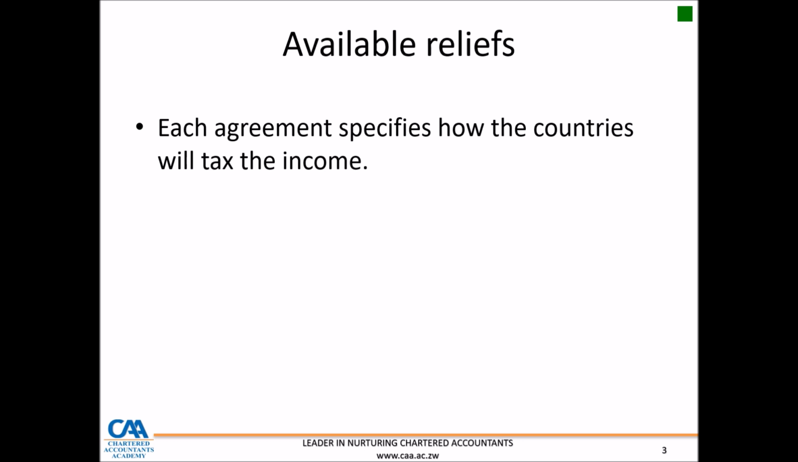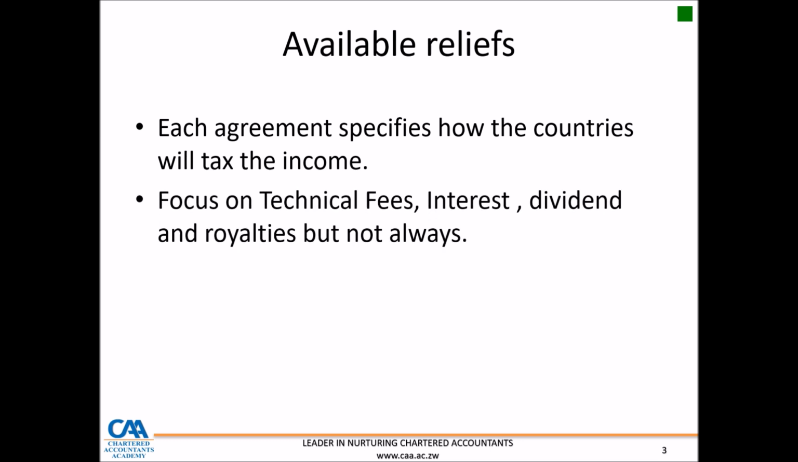More often than not, it will be the incomes that are subject to withholding tax, like your dividend income, interest income, royalties, and fees. But it's not always the case. Sometimes even your business income is liable to such agreements. You can look at the agreement we have with the UK, which is very different to the agreement we have with South Africa. The UK one mainly covers technical fees, interest, dividends and royalties, while the South African one goes further and even covers your business income.